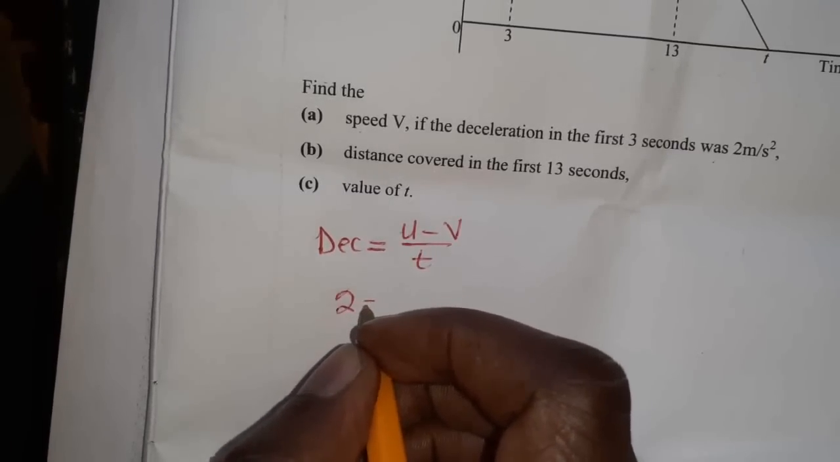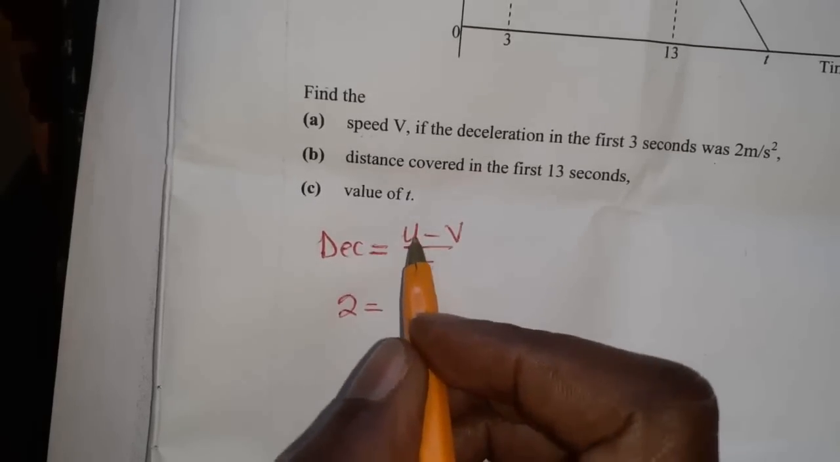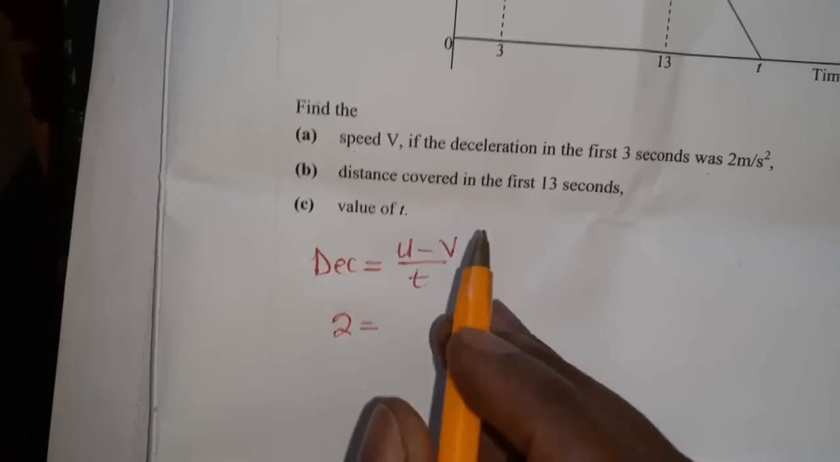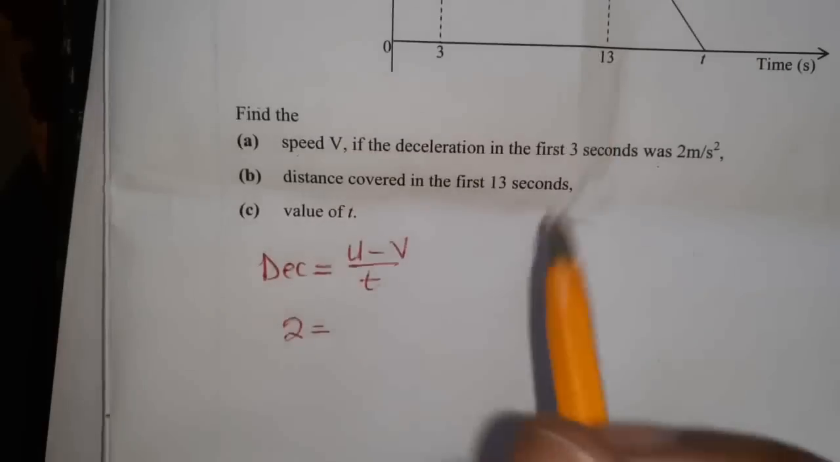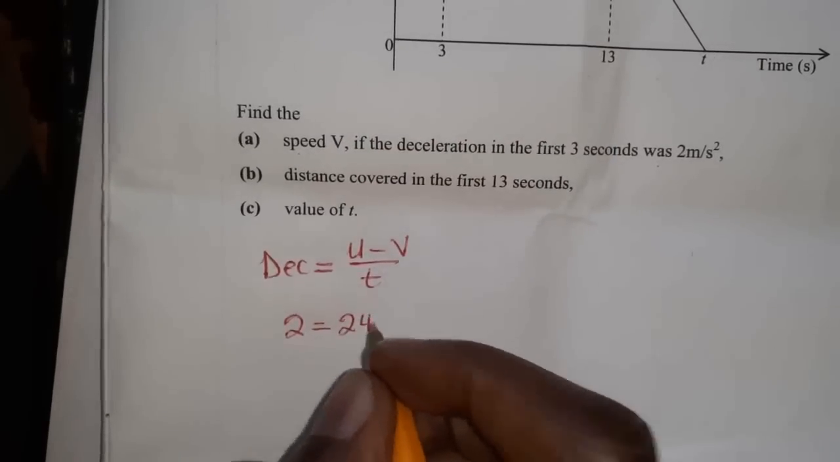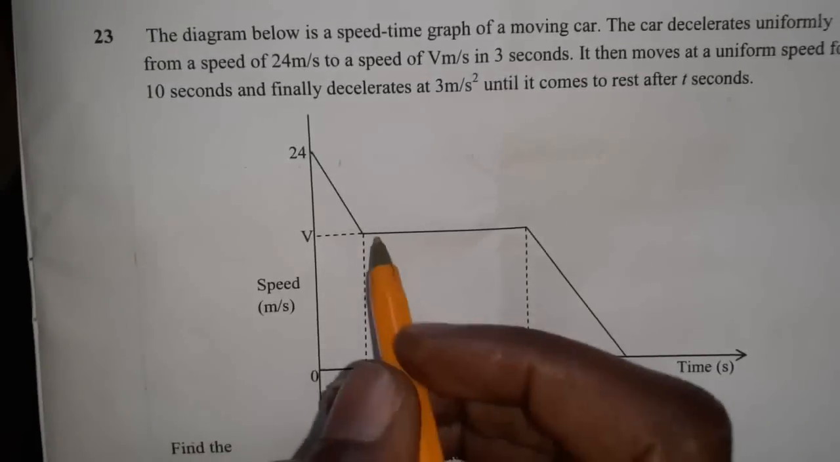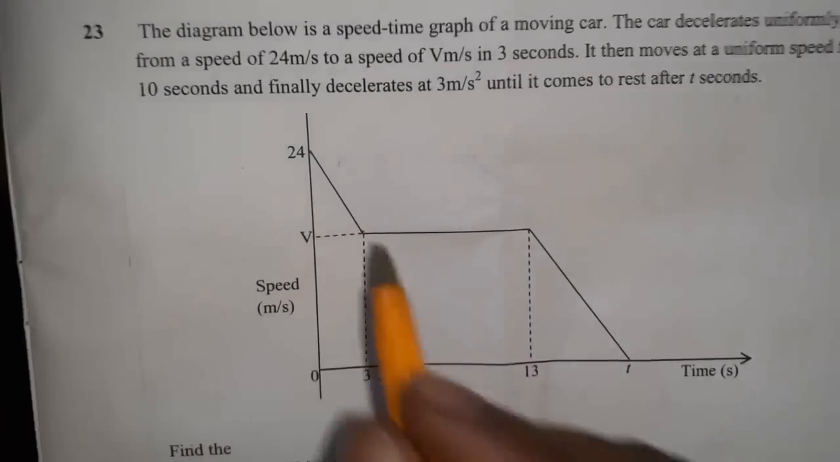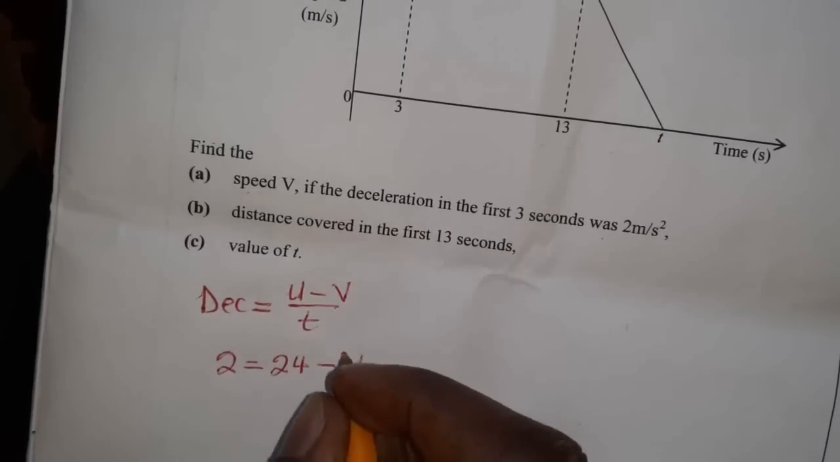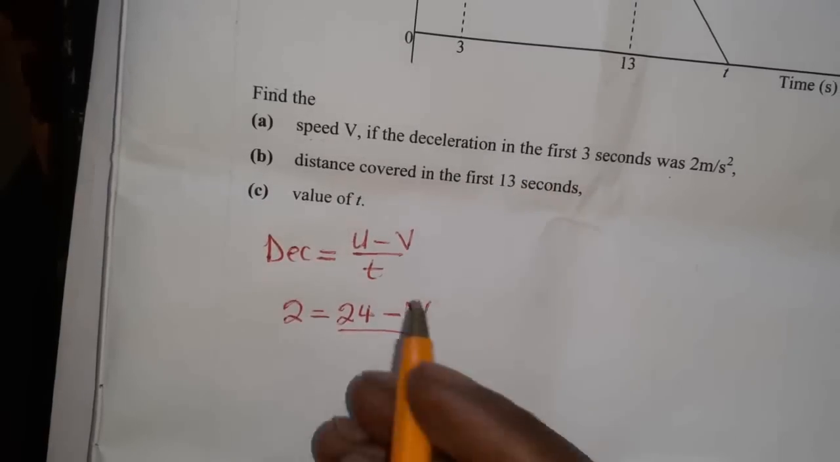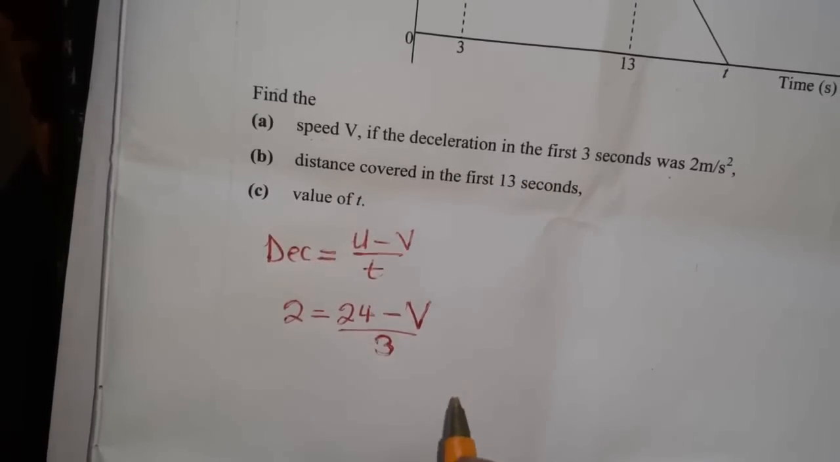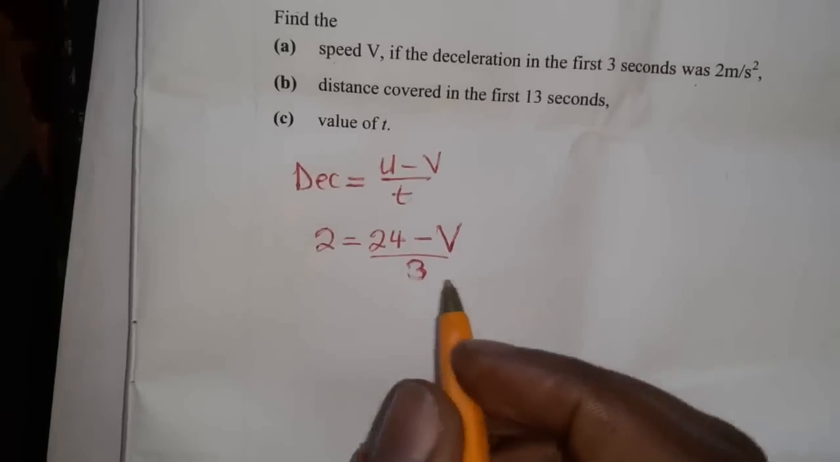Then this is given now as the initial velocity. Remember, the velocity is this side. So it started from this point, which is 24, minus where it ended here, the final part, which is called V. And then the time is what? 3. So what do we do here?